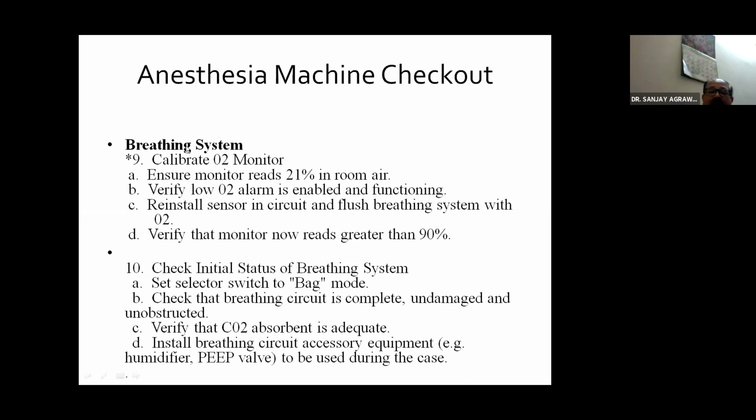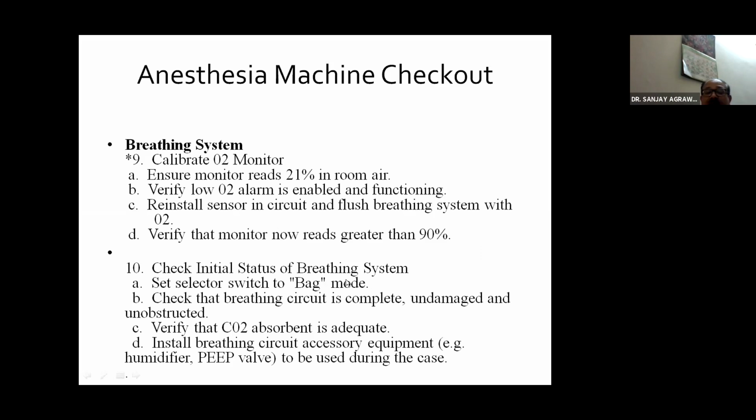Anesthesia breathing systems: there is a standard way to check. Calibrate the oxygen monitor to the air at 21%. Verify the low oxygen alarm is enabled and functioning. Install the sensor and then verify that it reads at least 90% whenever we are supplying 100% oxygen.